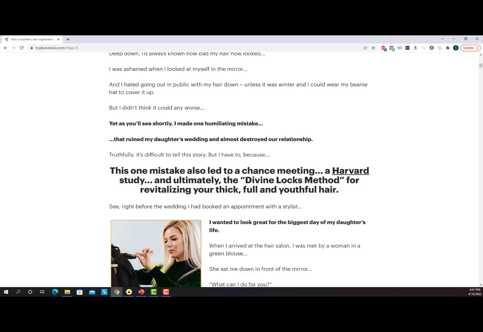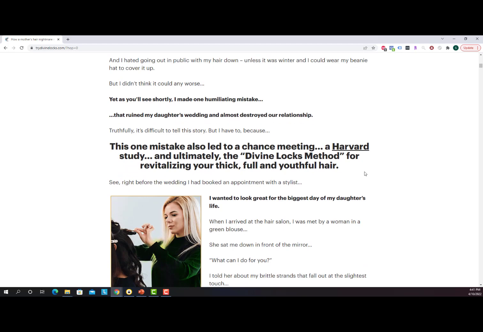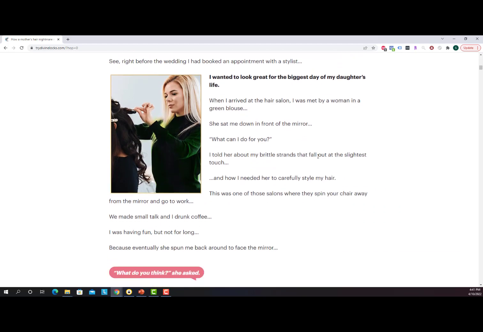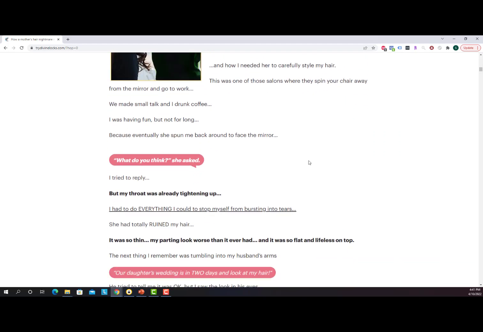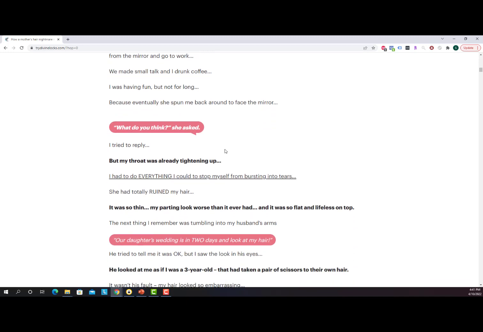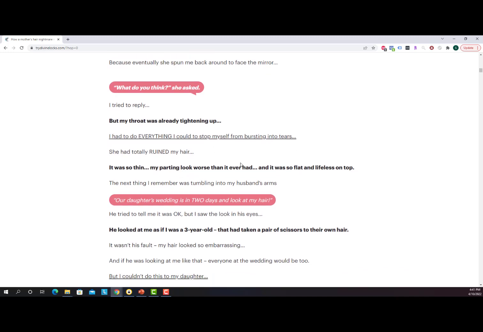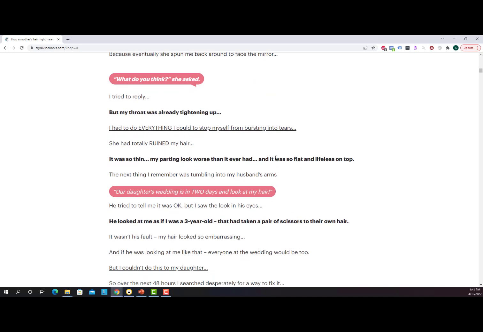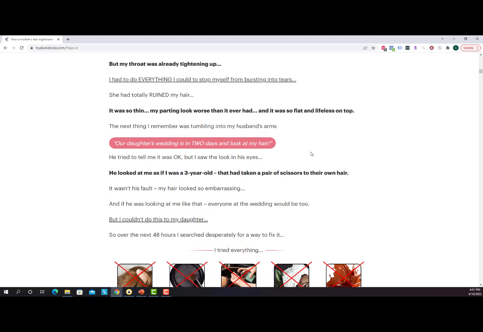Now we move into the story a little bit more. I had booked an appointment with a stylist. I wanted to look great. She arrives at the hair salon, and then she gets her hair done, and her throat was already tightening up. I had to do everything I could to stop myself from bursting into tears. She had totally ruined my hair. It was so thin, my parting looked worse. Okay, so we're in this nightmare scenario now in this story where her hair is worse than ever before.